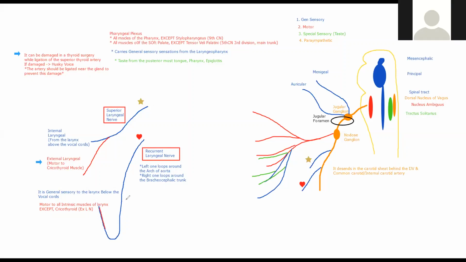show it in. सर ब्रेकियोसेफेलिक ट्रंक क्या था वो जो एक्सिलरी आर्टरी के ऊपर Leave it. If you have forgotten it, then leave it.